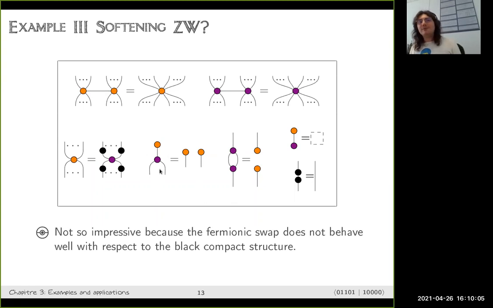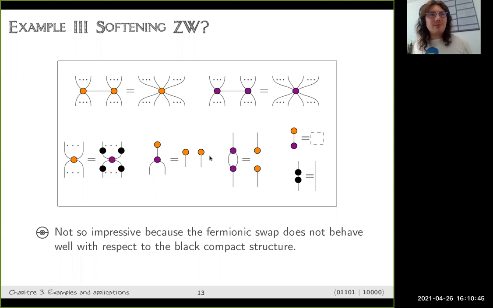And then you have all those equations, which I think are kind of nice, but here what we did is really to split the black spider of ZW into two spiders. So here I'm not speaking about the white spider, and as we said already, the fermionic swap does not behave well with respect to any compact structure, in fact. So this does not give a good presentation of ZW, I think. Just interesting to see that the black spider can split using the same kind of reasoning.